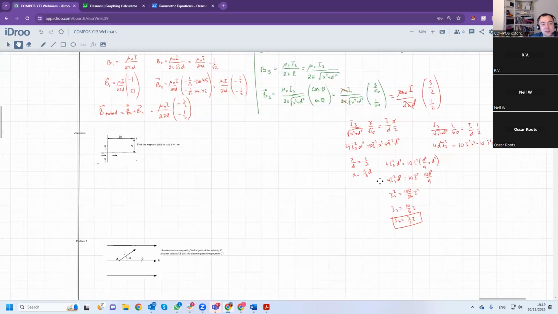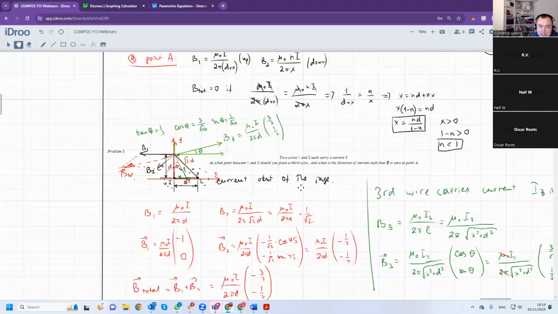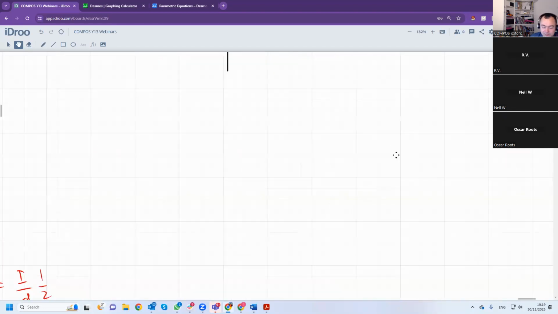No, our answer cannot be in terms of I3 because we need to find I3. So, just a quick recap of the question. You had a wire carrying a current like this. You have another wire carrying a current like this. At this point, they both produce a magnetic field. This wire, one, produces a field in this direction, B1. This wire produces a field in this direction, B2. The resultant field is in this direction.